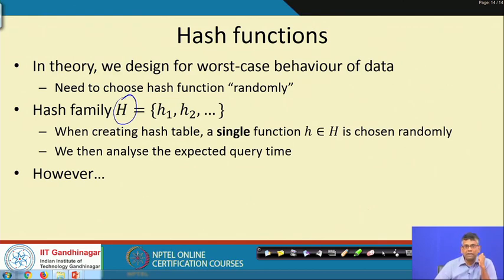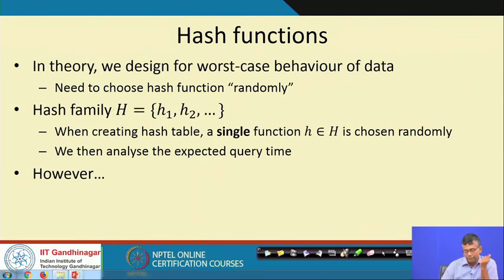At runtime, the algorithm is going to pick a single hash function out of this family H. And what we will then do is analyze the expected query time of the algorithm. The expectation that we take here is over the choice of the hash function. It is very important to remember that the algorithm's random choice is the choice of the hash function, and the analysis of the algorithm happens with respect to this randomness.